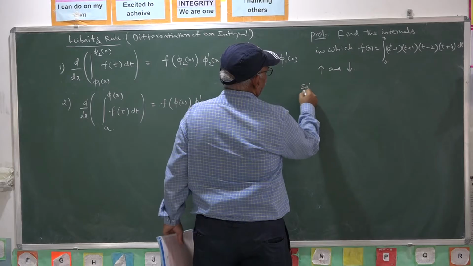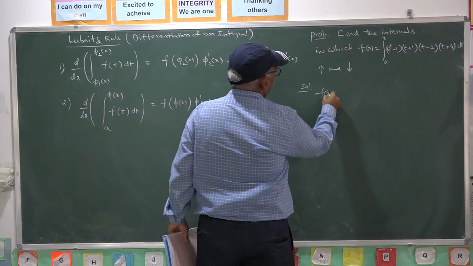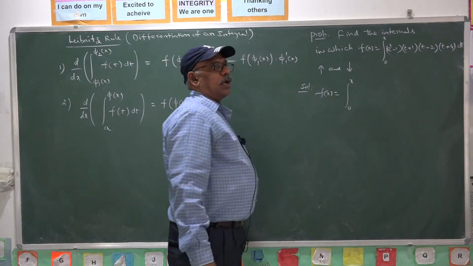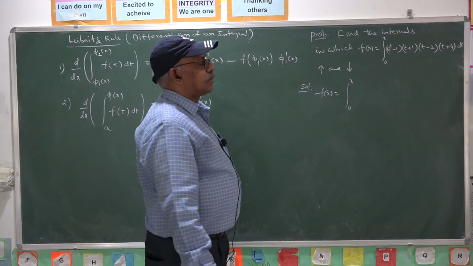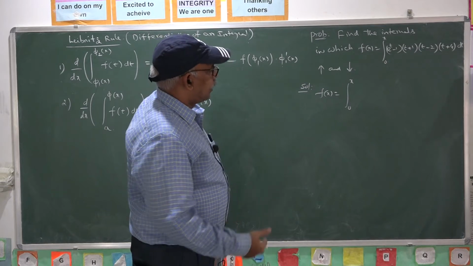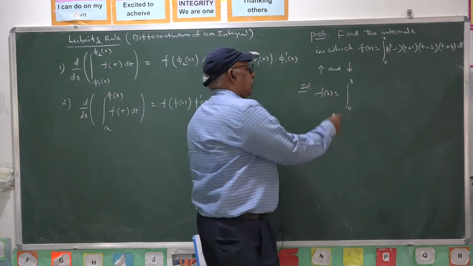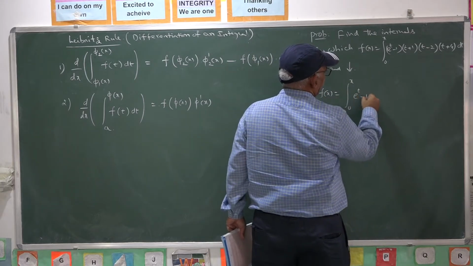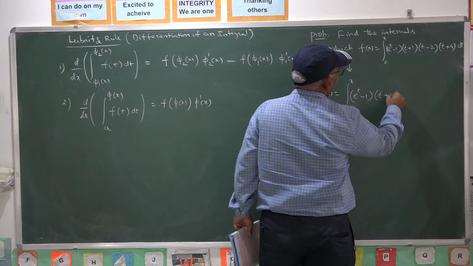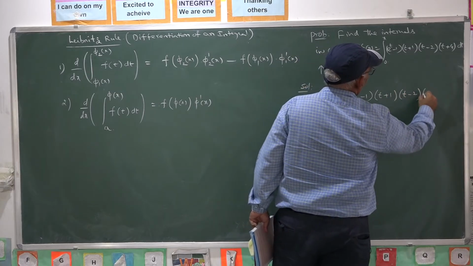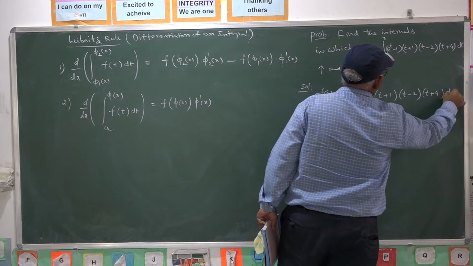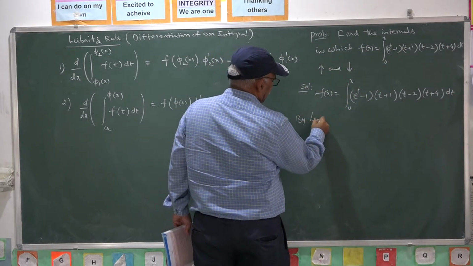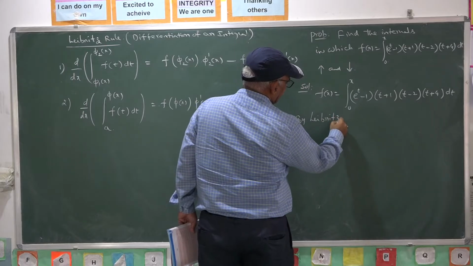So coming to the solution of this one, given f(x) equal to, this is a function of x. Once you integrate that function and take the limits in that integral, you get a function of x. Hence taking that as a function of x, the integral from 0 to x of e power t minus 1, t plus 1, t minus 2, t plus 4 dt, by Leibniz rule.